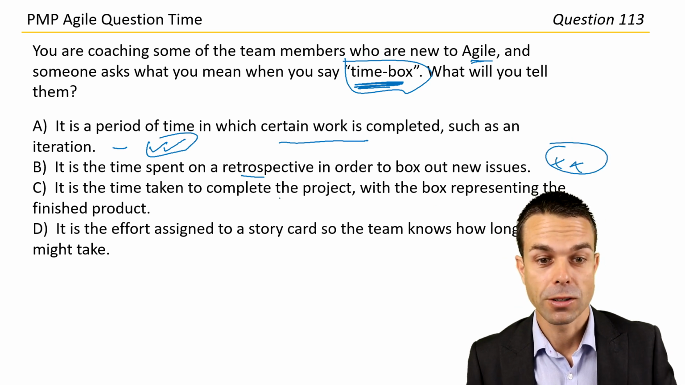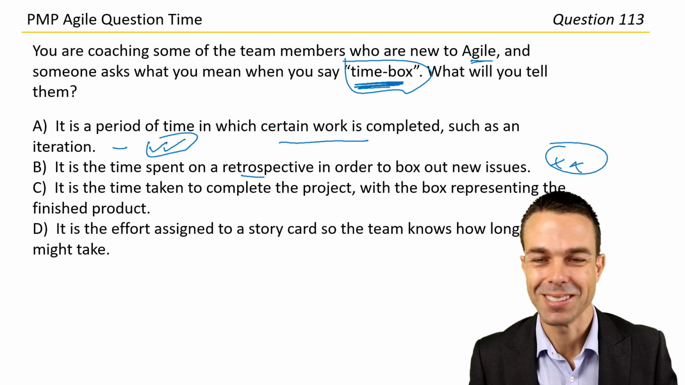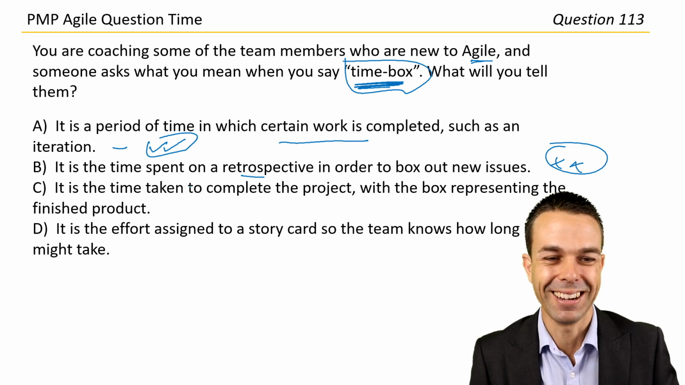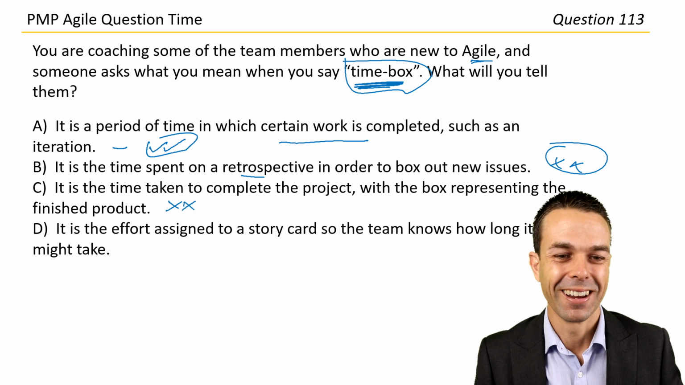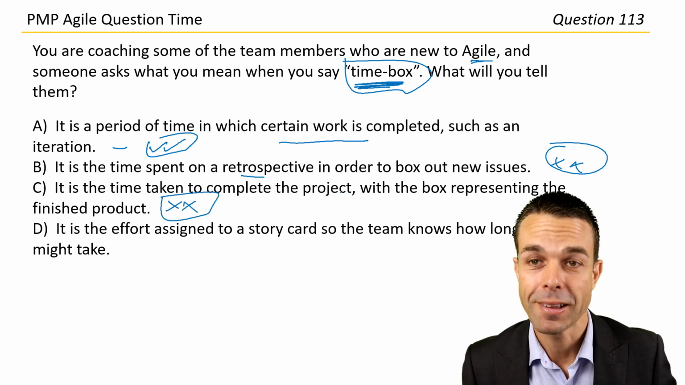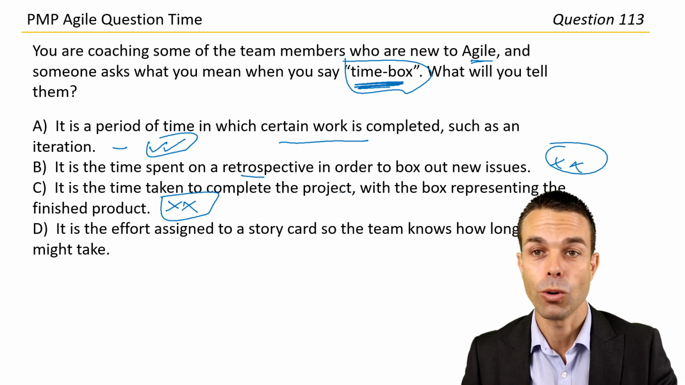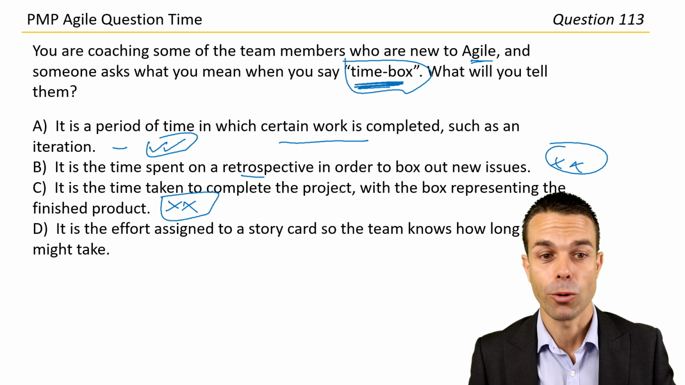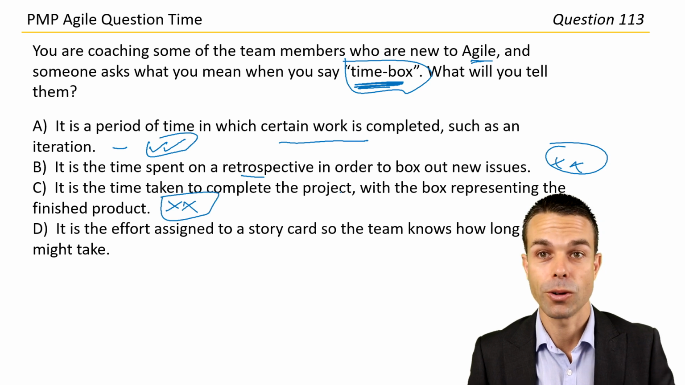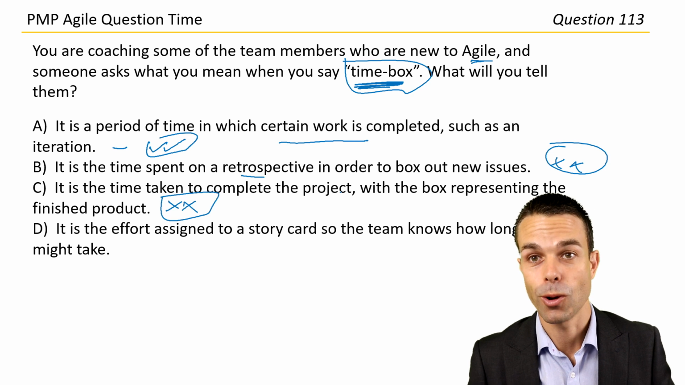It is time taken to complete the project, with the box representing the finished product. Oh, isn't that clever? No, not that one. I like that answer, but it's not that. Because a time box, again, could be anything. Could be about a spike, where we're trying to figure out or solve a problem. Or it could be an iteration, or any other piece of work, time boxed so that we're not spending too long on it.